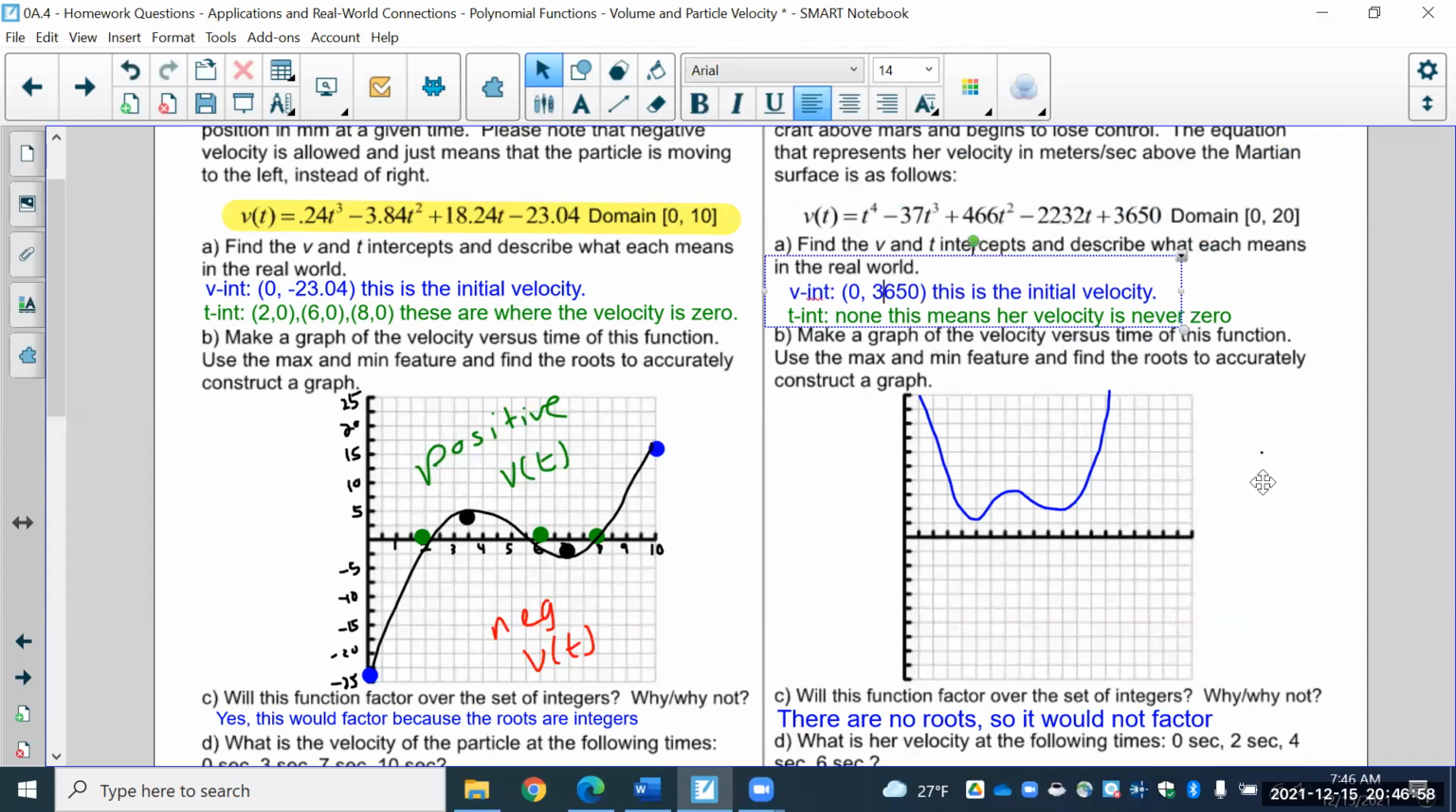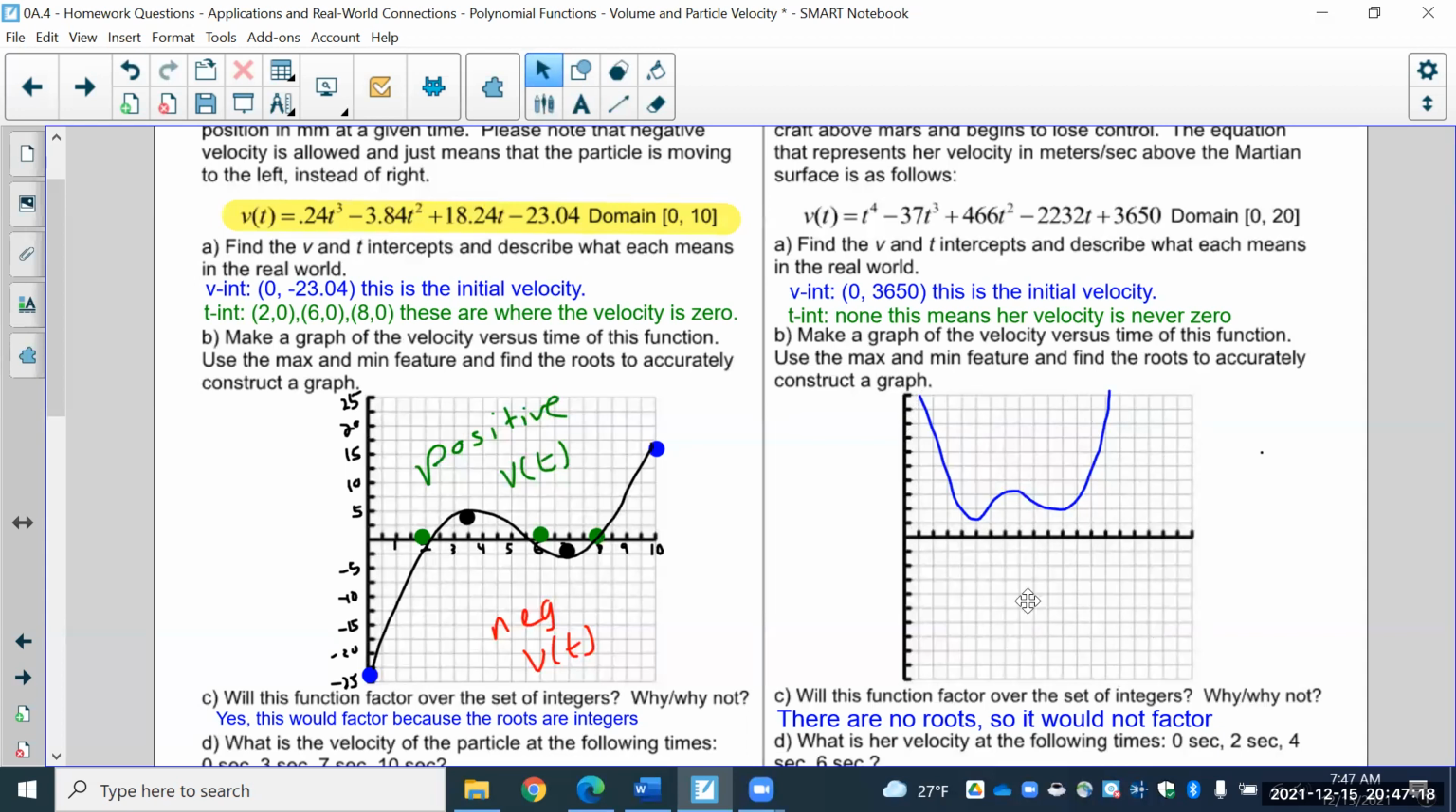So here's the question. What does this mean? Well, number one, it means there's no roots. If there are no roots, it doesn't factor. This means that it's always positive. So it means it's always moving to the right and never moving to the left. But in this problem, it's up or down. So it's always moving. She's always moving up and never moving down the entire problem.